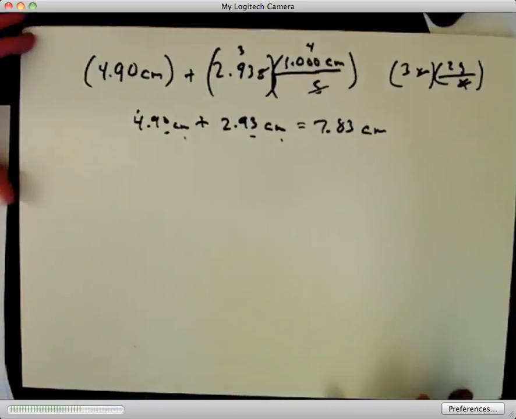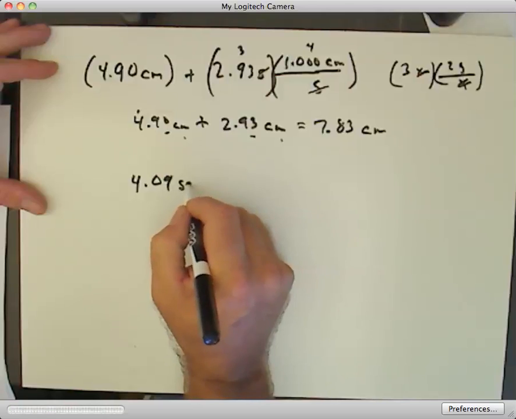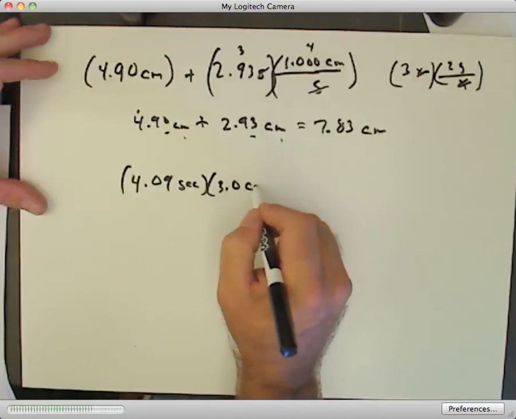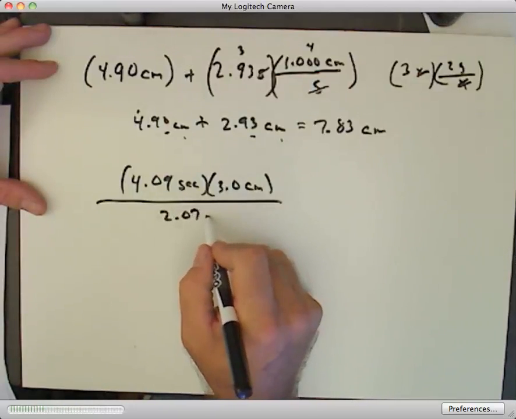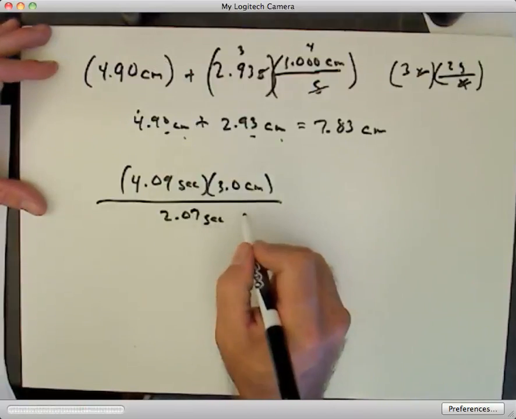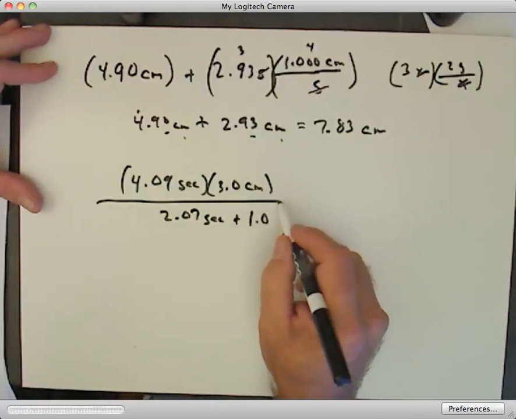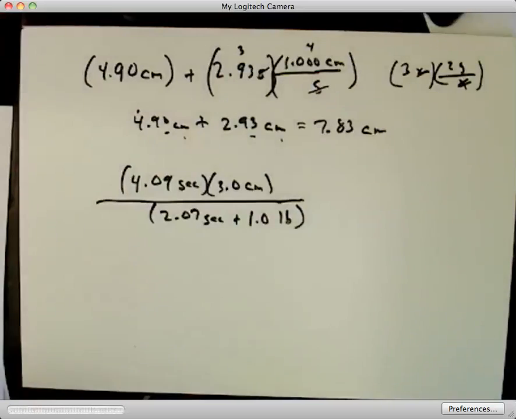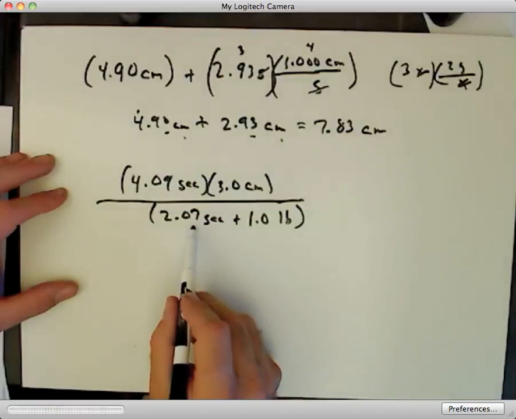I should do one last example. Let's see. What if I had 4.09 seconds times 3.0 centimeters all over 2.07 seconds plus 1.0, let's call it pounds. Now, that may seem like a weird problem, but we'll learn how to handle units in this class too. So let's see. Can that seconds cancel that seconds? No, it cannot. Look at this problem here, though.